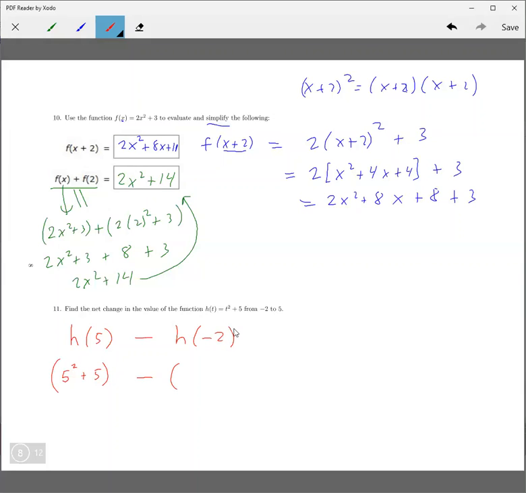This t is replaced with a -2, so replace that t with a -2. And then just kind of simplify it out. So that's just 25 plus 5, and this is 4 and 5. But then there's this negative sign, so we'll distribute that in. These 5s reduce, and you're left with 21 as the answer.